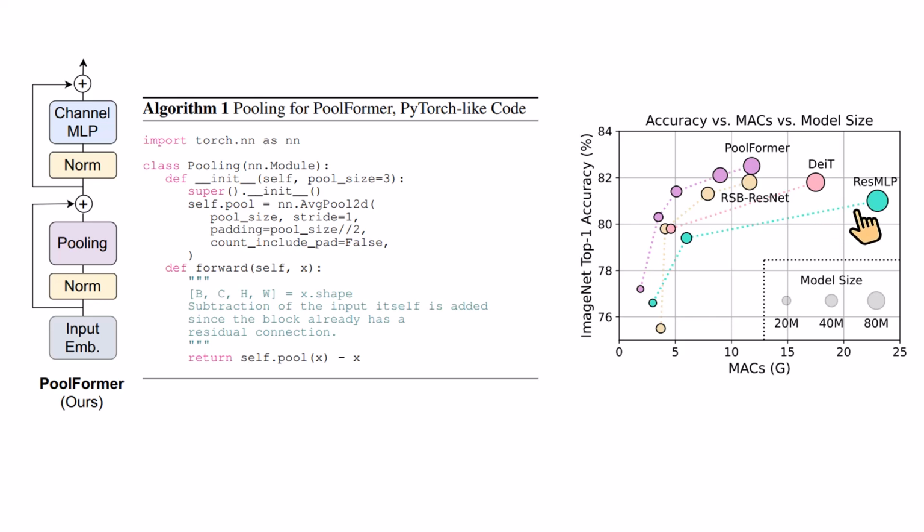DeiT or MLP-like models like ResMLP, or even RSB-ResNet, which is ResNet Strikes Back ResNet. It's also a very interesting paper where they just try to change the training procedure of ResNet, if I understand correctly, and surprisingly, they're getting a much better performance.